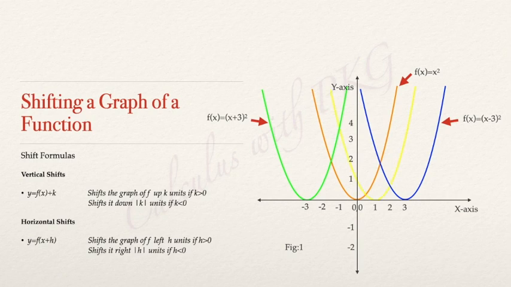So horizontal shifts can be easily remembered by remembering a simple rule. That is, adding a negative constant to x will shift the graph towards right, and adding a positive constant to x will shift the graph towards left. Now here in this figure you can see I have drawn again a graph which is shown by a yellow color line. Now it's your duty to find what is the function of this yellow color line.